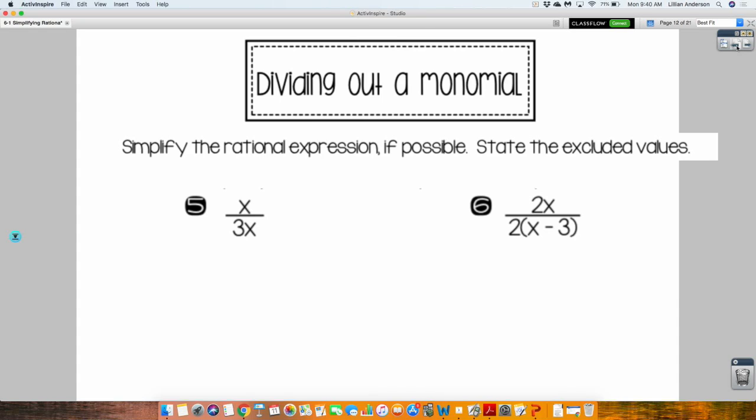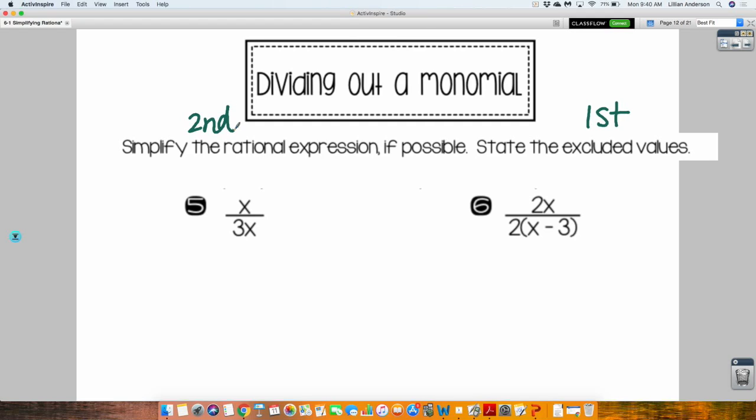Let's divide this. We are going to simplify this rational expression if possible. Sometimes you might not be able to simplify. Then we're going to state the excluded values. Now, anytime I ask you to state the excluded values, you need to do that first. Always state the excluded values first if it asks you to do this. So we're going to do this first, and then we're going to simplify.